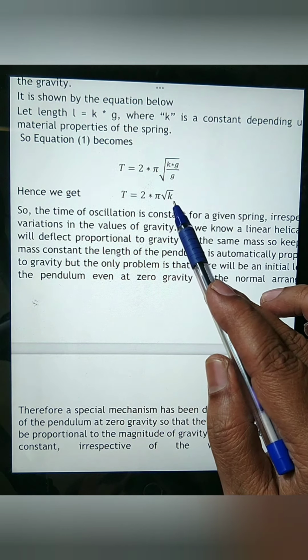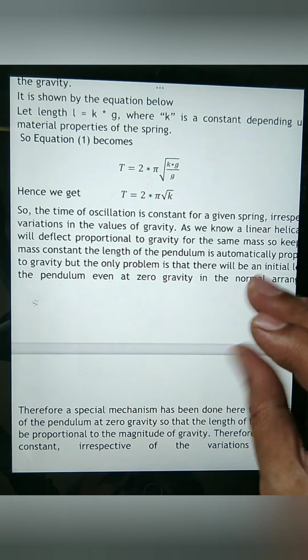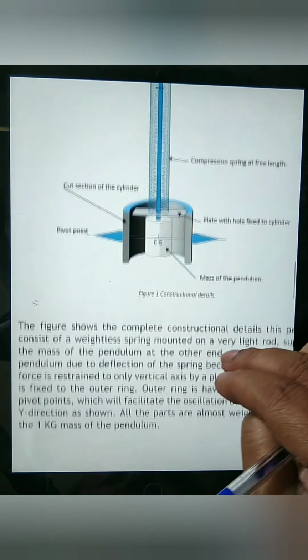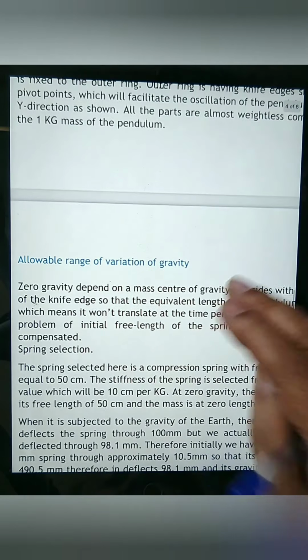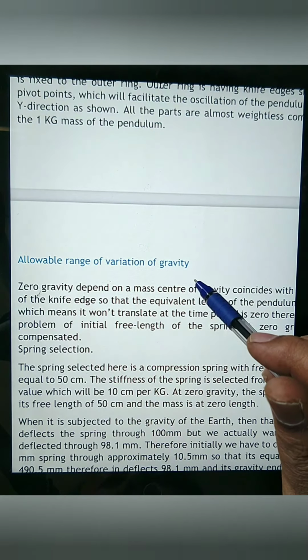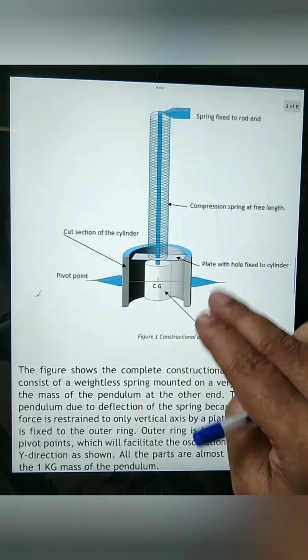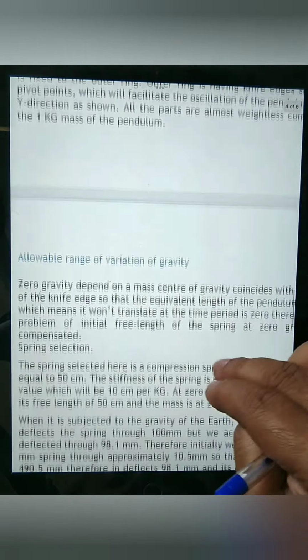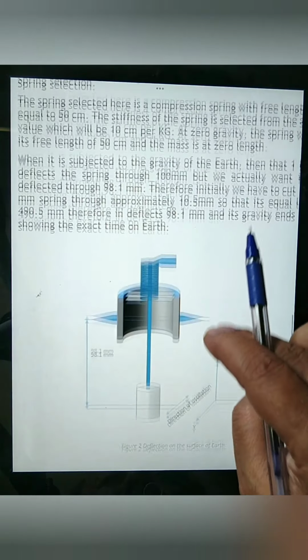Time is always constant now, even if you take the clock to the moon, Jupiter or anywhere, or even on the surface of the earth where there is a variation in gravity. So this particular construction is having some allowable range of gravity. How can we get a spring exactly equal to 9.81 at that particular gravity? How can it deflect exactly 98.1 mm?